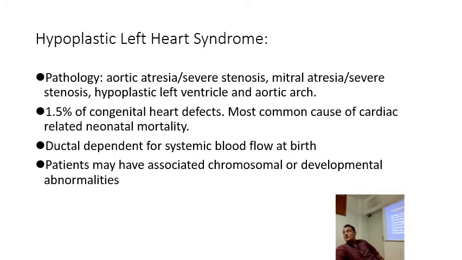What is the most common congenital heart defect? But this is for pediatrics. The most common congenital heart problem in adults is ASD. And the most common congenital heart anomaly is bicuspid aortic valve, even more than VSD and ASD. The normal population also has it. So it is duct dependent for systemic blood flow at birth, we talked about what duct dependency is, and the patient may have associated chromosomal or developmental abnormalities.